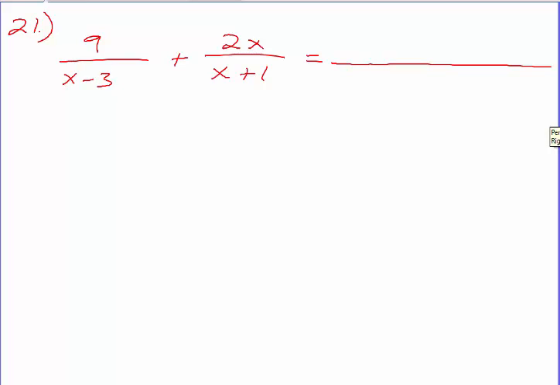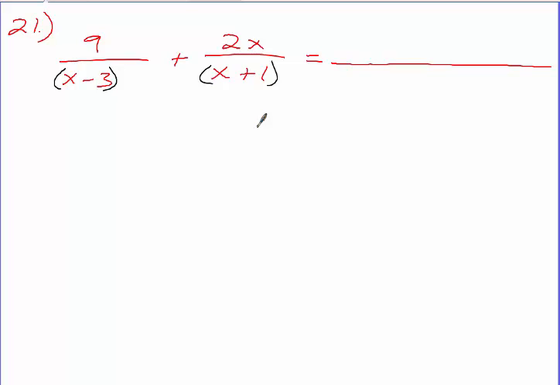So what we want to ask ourselves is, are the current denominators factored? So x minus 3, is that factored? Can that get any smaller? No, so this is factored, right? X plus 1, can that get any smaller? So this is factored as well. Why does that matter? Well, when you find a common denominator, all you do is you take the factors of the first denominator, the factors of the second denominator, and you multiply it all together to get the new denominator.